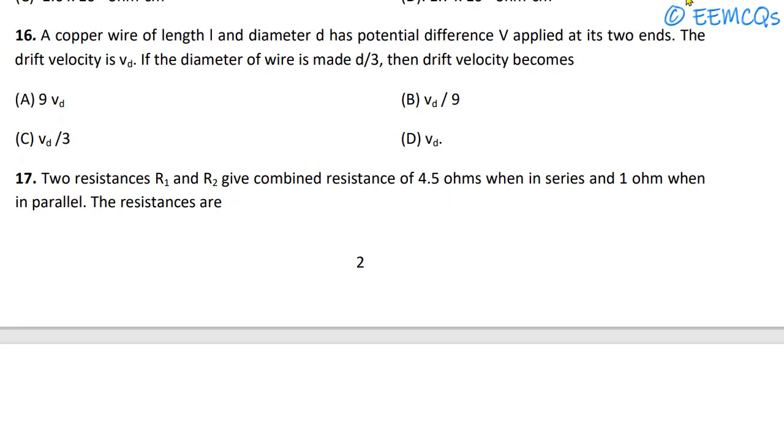Next, question number 16. A copper wire of length L, diameter D has potential difference V applied at its two ends. The drift velocity is Vd. Okay. If the diameter of wire is made d by 3, then what will be the drift velocity? Okay. Now you must know that the drift velocity of electrons in a wire doesn't depend on the diameter of the conductor. So when it is changed from d to d by 3, it will not have any type of effects on the drift velocity. So definitely when the diameter of the wire is made d by 3, the drift velocity will be same as that of the previous, that is Vd. So here the option D is your correct answer.